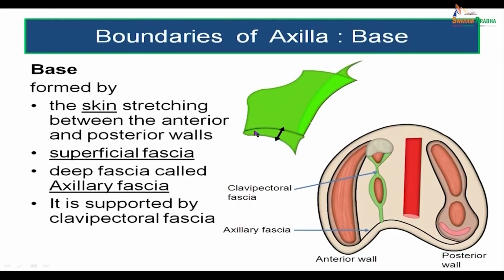The base. What is the base formed by? It is formed by skin, superficial fascia and axillary fascia. So, if we look at the second diagram, the lower part, this is the anterior wall of the axilla, this is the posterior wall of the axilla, and this curved area is the base. From outside it is formed by the skin stretching between the anterior wall and the posterior wall. Then slightly deeper is the superficial fascia, and deepest is the axillary fascia. This axillary fascia is supported by a special fascia called the clavipectoral fascia.